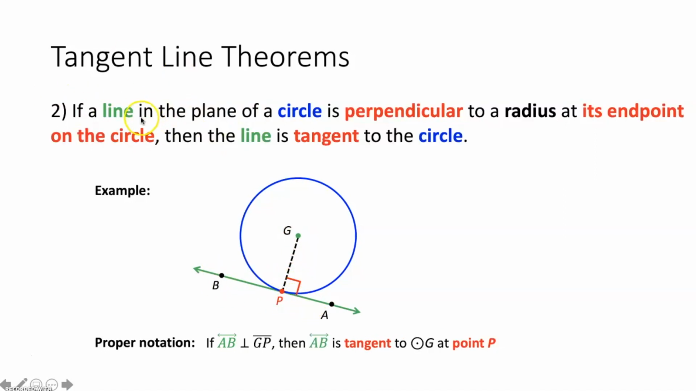The second tangent line theorem says if a line in the plane of a circle is perpendicular to a radius at its endpoint on the circle, then the line is tangent to the circle. So this is basically the converse of the theorem we just talked about.